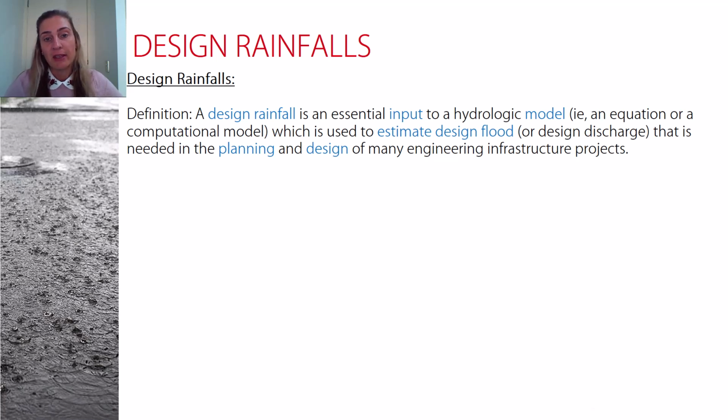A design rainfall is what we use as input in a hydrologic model, which is a mathematical equation that will transform a rainfall event into a discharge amount. So this design rainfall is what goes as input in this model, and it is used to estimate the design flood. That design flood is what we need to define the dimensions of our engineering infrastructure.